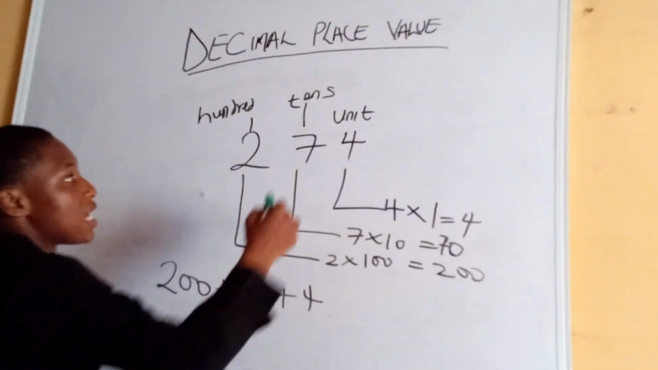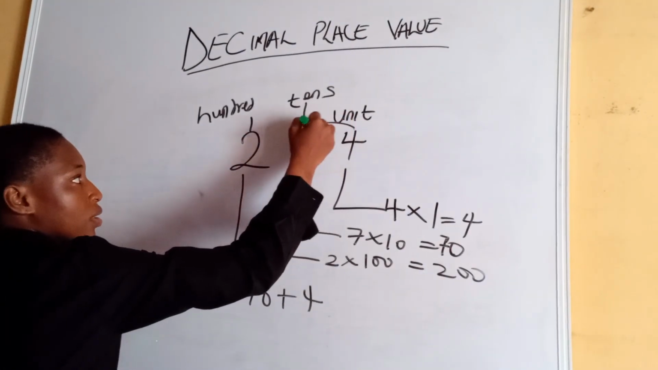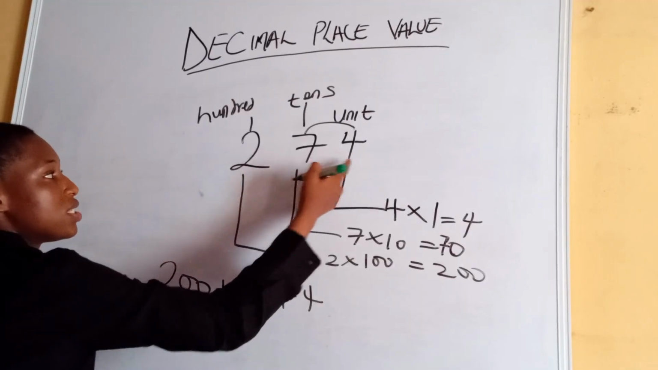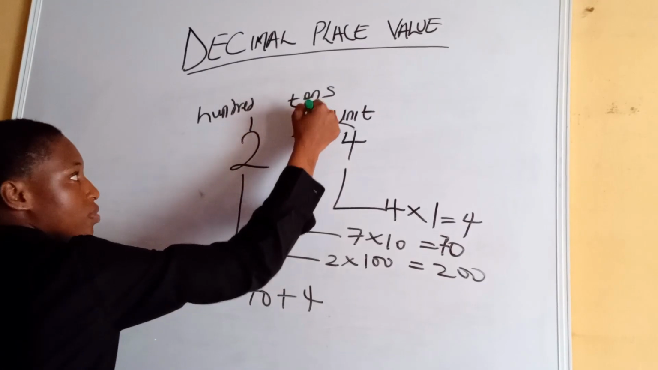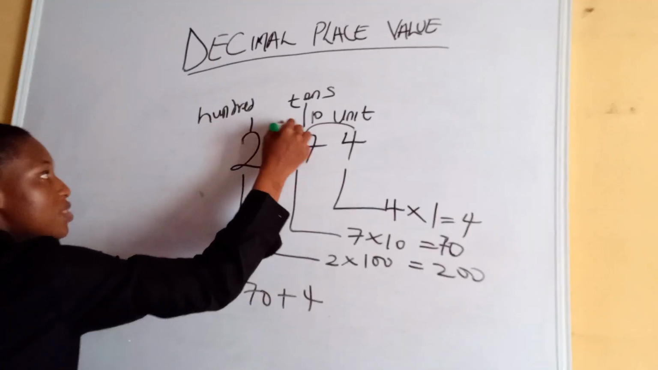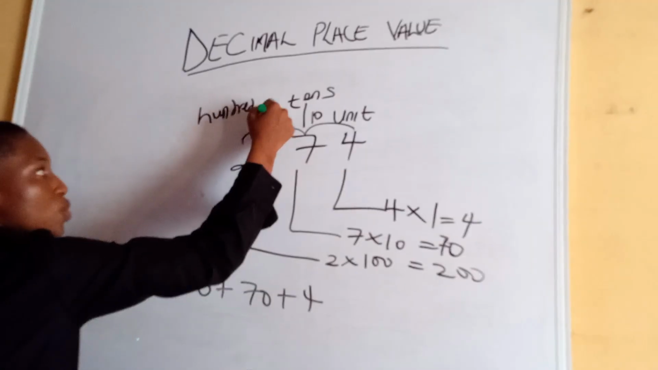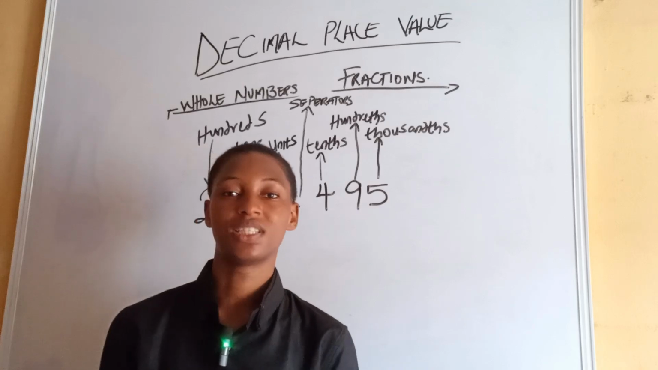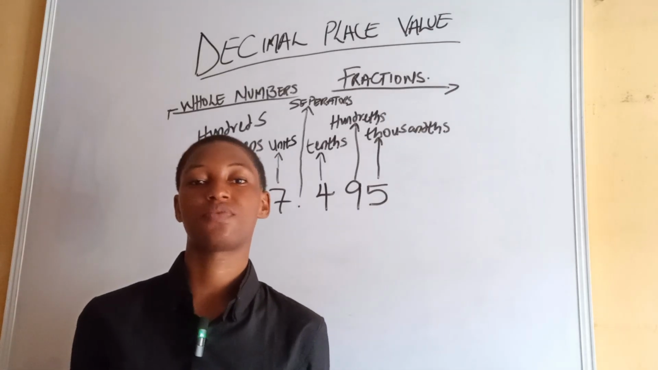I want you to realize that the unit is multiplying to the tens times 10. The same thing with the tens to the 100. So it's increasing by 10. Now, let's get right into decimal place values.